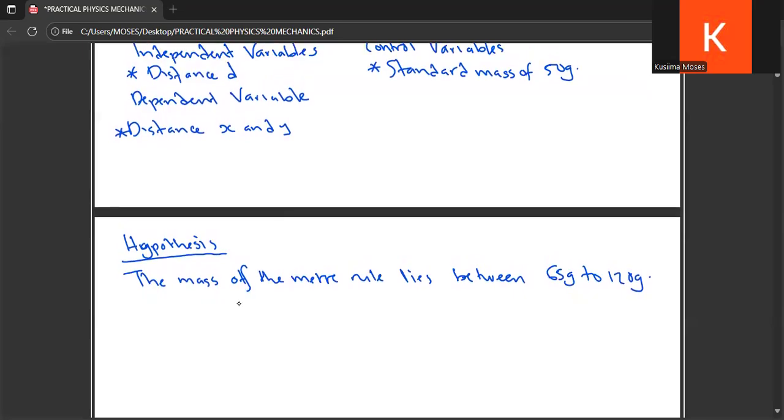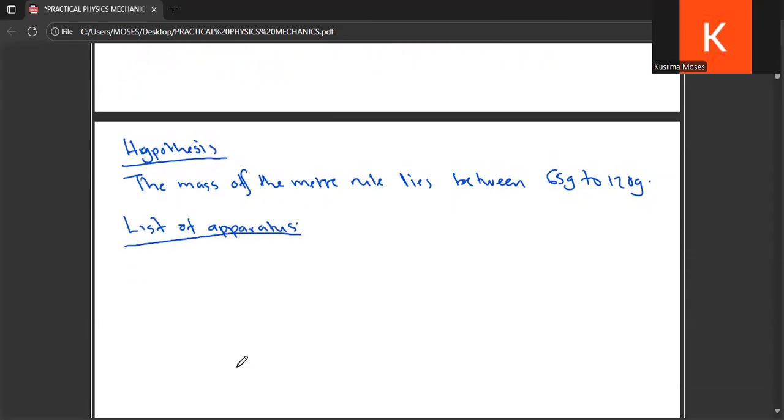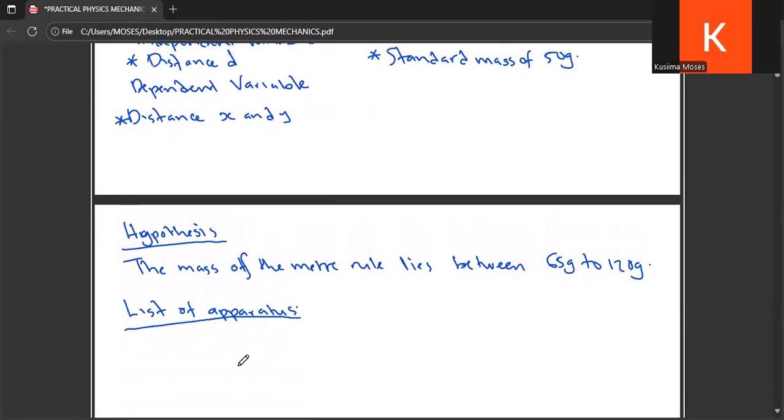Then from there, we shall move on to list of apparatus. Here you give the list and also the purpose of the apparatus. Based on our sketch diagram, we shall need a meter rule, because that's what we are investigating. We shall need a knife edge. This is for providing the balancing point. You have to put it down.